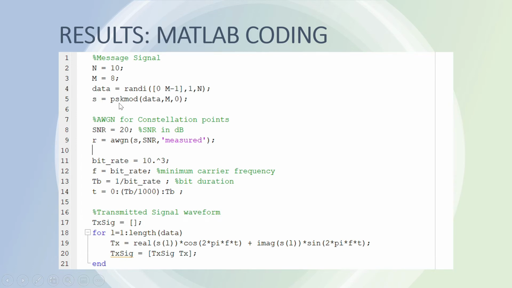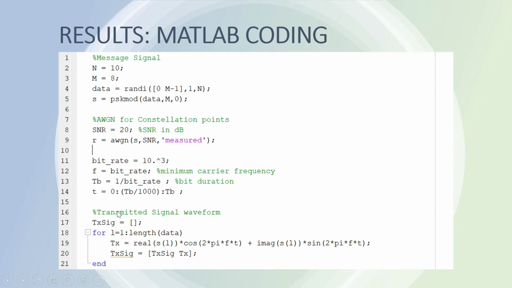Then we use the command pskmod to modulate the input data. In the second section, we have the AWGN, or additive white Gaussian noise, for constellation points. We set the signal to noise ratio as 20. Basically, this line of code is used to add white Gaussian noise to the input signal, while at the same time measuring its power. Then we set the minimum carrier frequency as 1 kilohertz. This part is basically the time duration used in the signal generation.